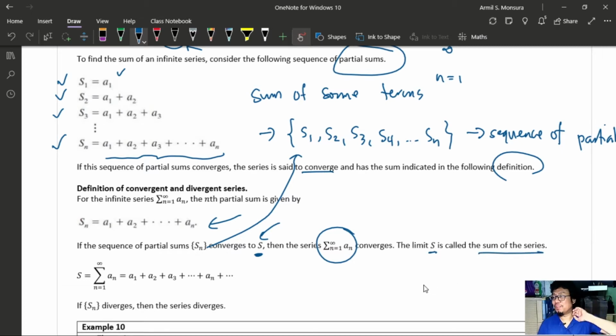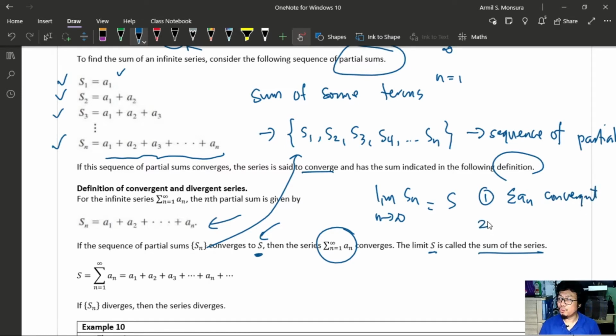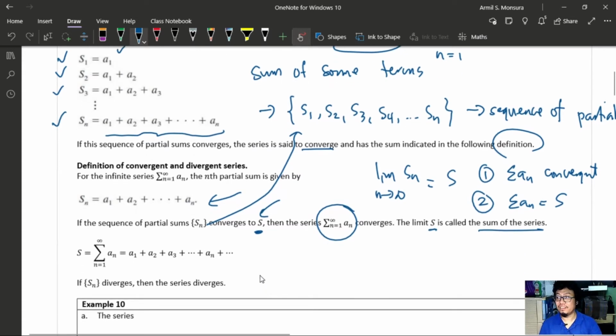If you remember from the previous lesson, for us to determine if this sequence is convergent, we would have to look for the limit of Sn as n approaches infinity, which may be some number, say S. We used L in the previous lesson. If this S is a finite number, then number one, your series an is convergent, and number two, the sum of an is actually S. If this sequence is divergent, then the series diverges. That's how we define a convergent and divergent series, and fundamentally how we find the sum of that series.